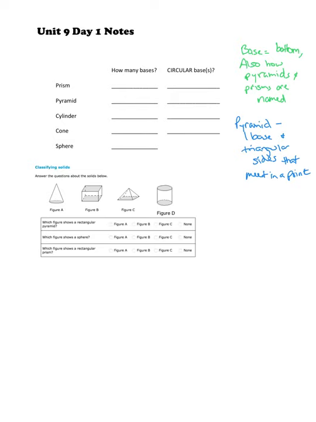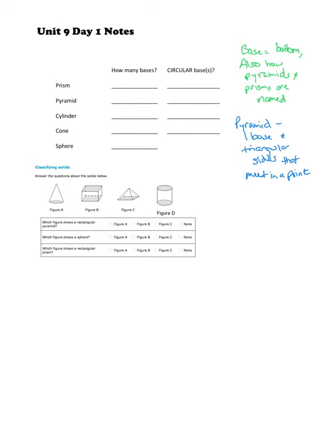You might have a triangular pyramid, a square pyramid, a heptagon pyramid. I can't come up with the right word. An octagon pyramid. We name them by their bases. So if I say this is an octangular pyramid, I don't even know if that's a word, that means the base is an octagon, which has 8 sides. So we're giving you information in the name, right?